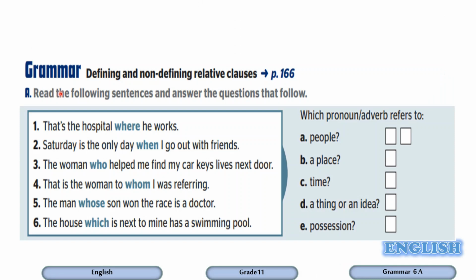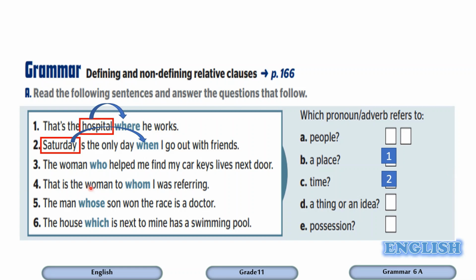All right, now let's move on to the student book, page 85. Which pronoun or adverb refers to people, place, time, thing, or an idea, or possession? Number 1, that's the hospital where he works. So, where refers to the hospital, which means it refers to the place. Saturday is the only day when I go out with friends. So when here refers to Saturday, time.